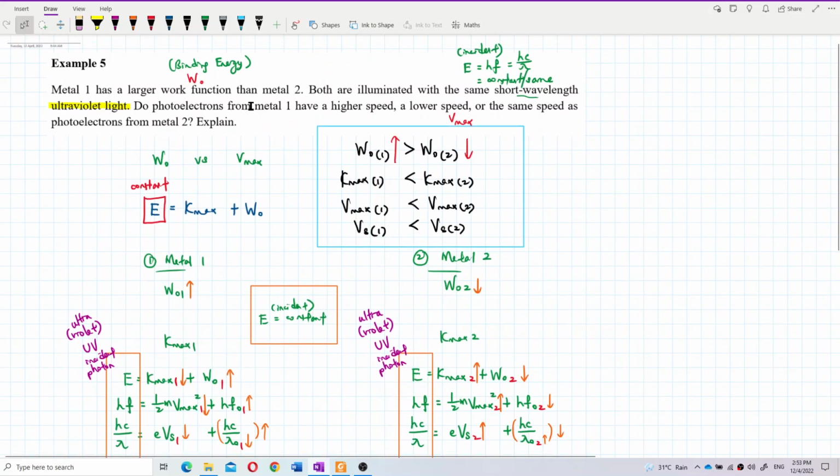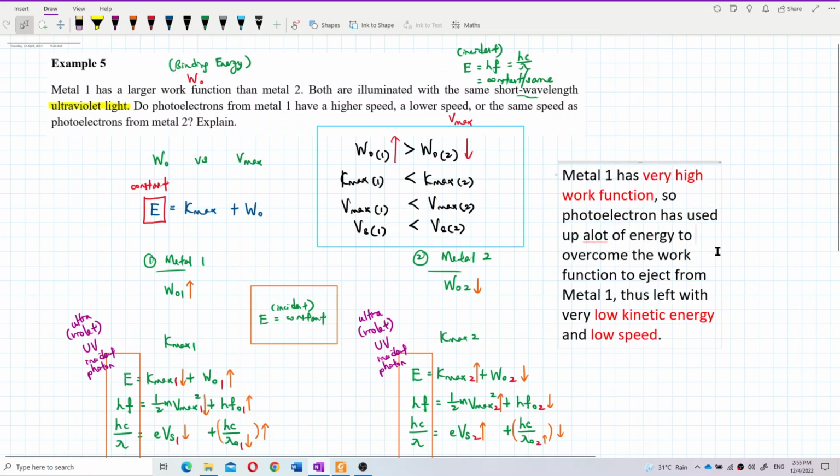Okay, so just now, back to this question: do photoelectrons from metal 1 have higher speed, lower speed, or the same speed as the photoelectrons from metal 2? I can say metal 1 has a very high work function. So the photoelectron has used up a lot of energy. Maybe I should write something over here. So this is the conclusion. Metal 1 has a very high work function. So the photoelectron has used up a lot of energy to overcome the work function to eject from metal 1. Thus it is left with very low kinetic energy and low speed.